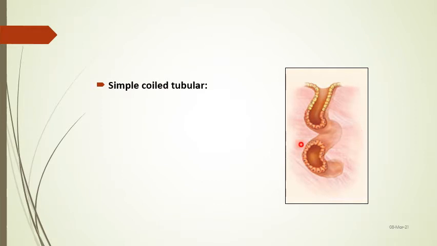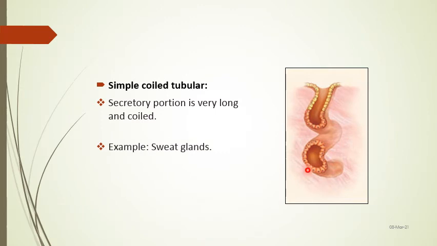We have also simple coil tubular. The secretory portion is very long and coiled. The duct is only one duct, not branching. Examples for this simple coil tubular: sweat glands.